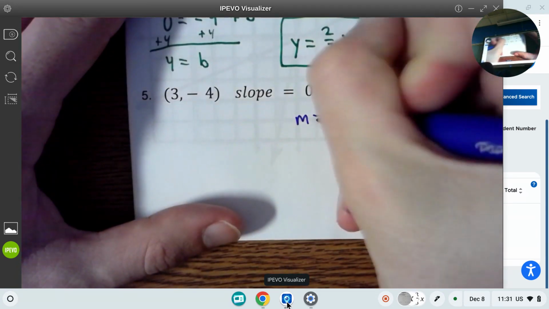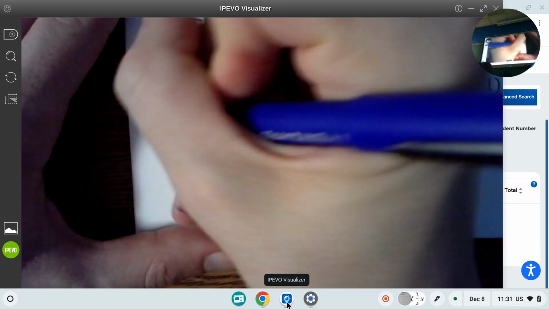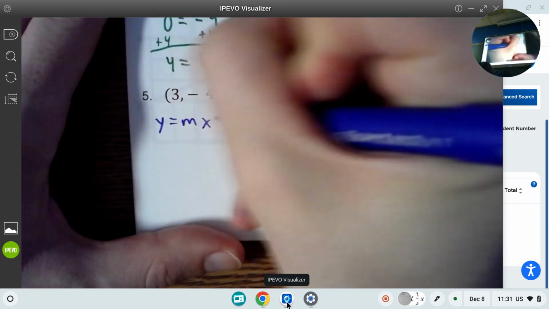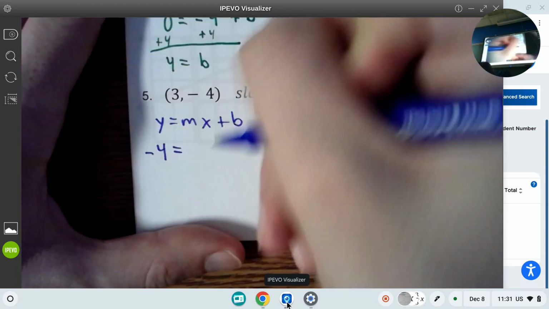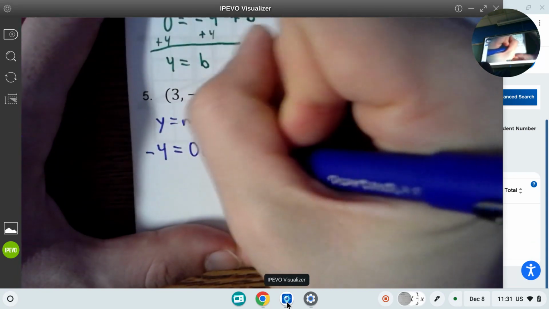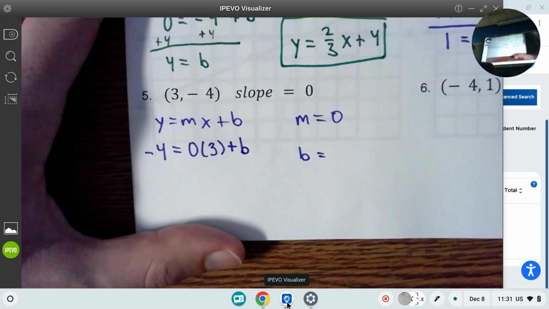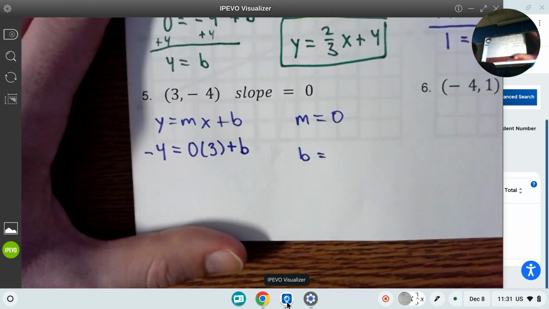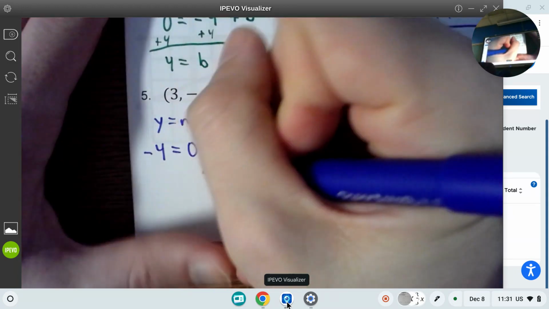The m is 0. The b is missing. y equals mx plus b. Plug in the y, that's a -4. Plug in the m, that's a 0. Plug in the 3 for the x in parentheses, plus b. Don't forget your plus b's. And now we got a really easy process. Multiply them, move them.